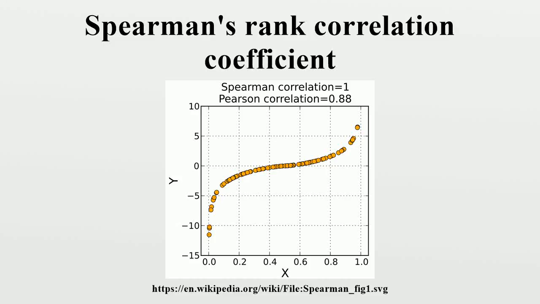In statistics, Spearman's rank correlation coefficient, or Spearman's rho, named after Charles Spearman and often denoted by the Greek letter ρ, is a nonparametric measure of statistical dependence between two variables. It assesses how well the relationship between two variables can be described using a monotonic function. If there are no repeated data values, a perfect Spearman correlation of +1 or -1 occurs when each of the variables is a perfect monotone function of the other.